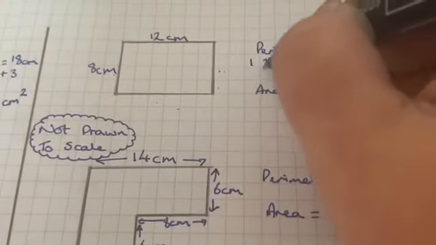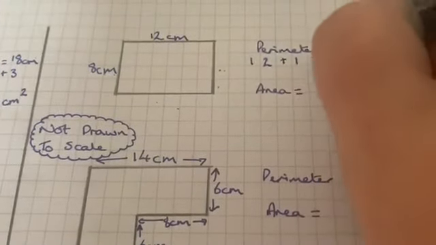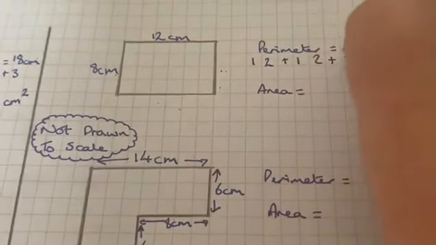You can do that any way you want to. You could just add up 12 and 12, add 8, and we'd still get the answer 40.